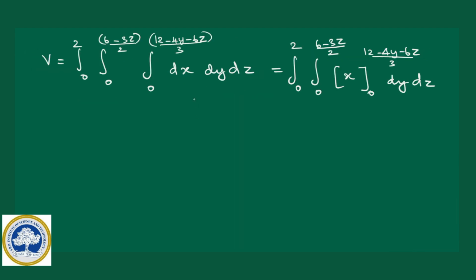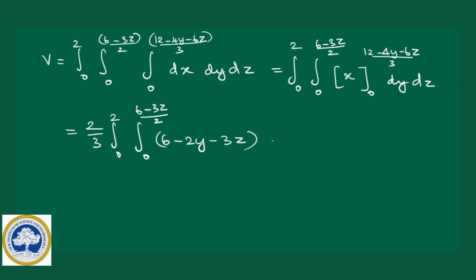Now we have to integrate this. First, if we integrate with respect to x, it will be like this. The integration of dx is x over the limit is this. So here we can simplify this also. We can take 2 common, so that 2 by 3 will be taken outside. So we will be left with 6 minus 2y minus 3z into dy dz, after applying the limit for the innermost integral.